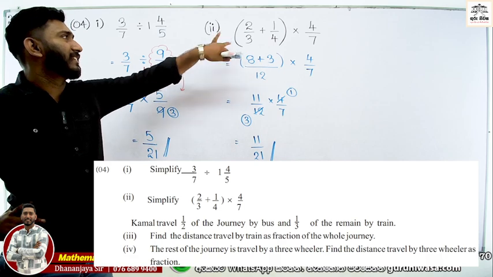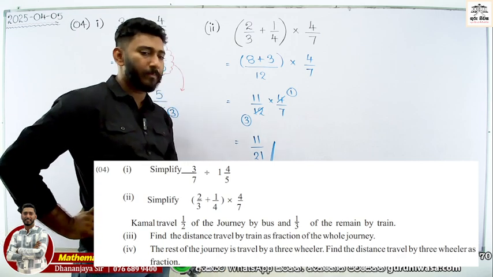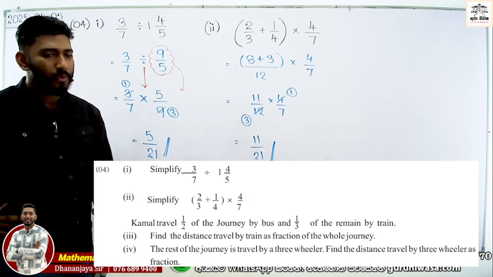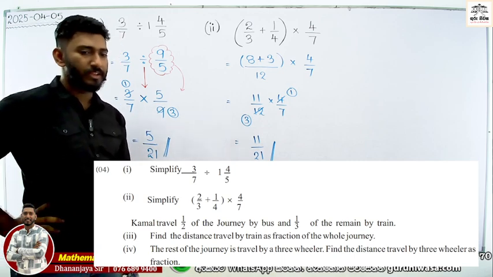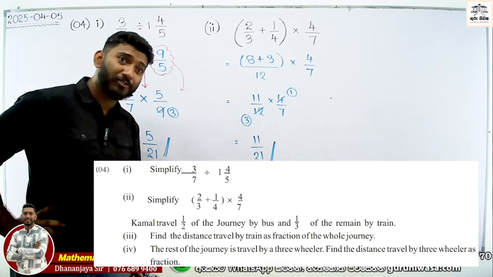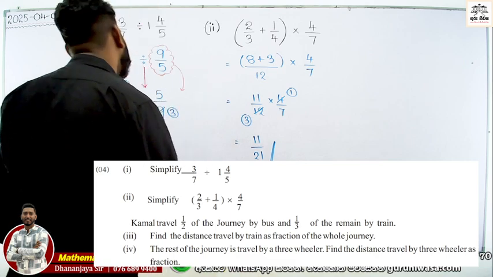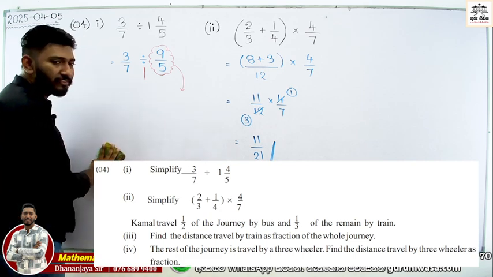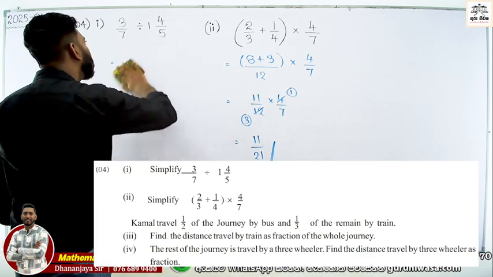Okay. Question number 3. Right. Kamal travels 1/2 of the journey, half of the journey, by bus. And 1/3 of the remaining by train. Look at this one. Remaining. Right? Let's try. Question number 1: find the distance traveled by the train as a fraction of the whole journey. Now find it. Hurry up.